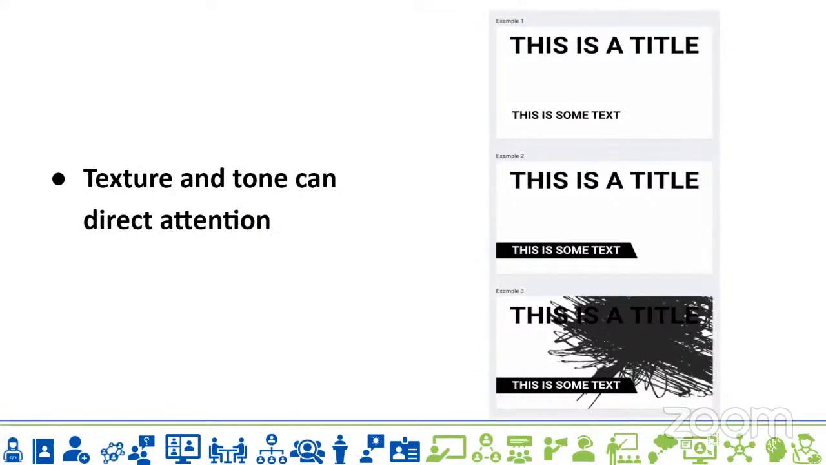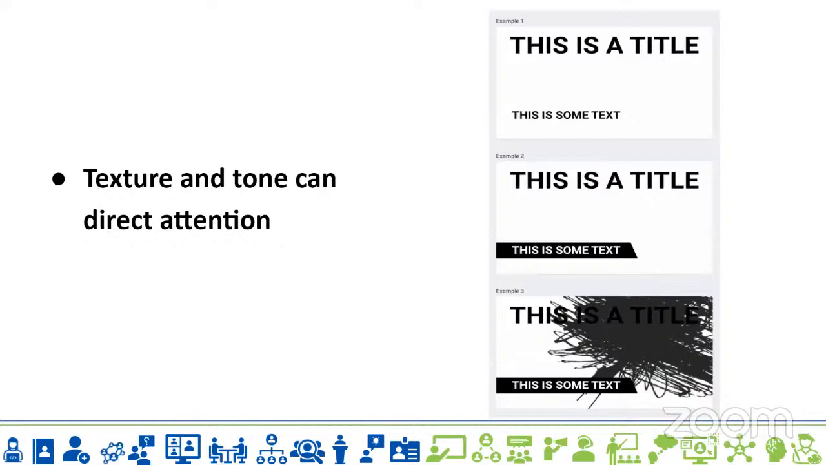Texture and tone can direct attention. You can use texture and tone to direct the viewer's attention when you're doing your design, even if some elements might be smaller or lower than other elements on the screen. So we have an example here. In the first example, I'm sure you can see it, what do you notice first?